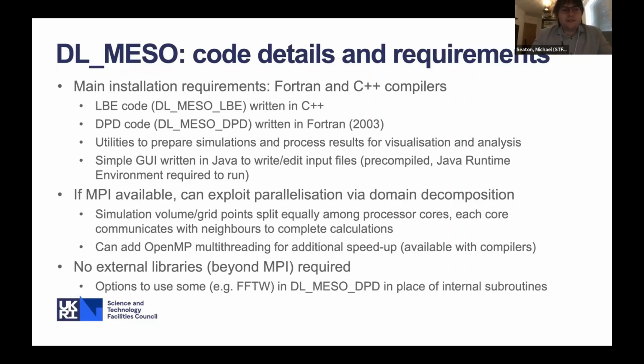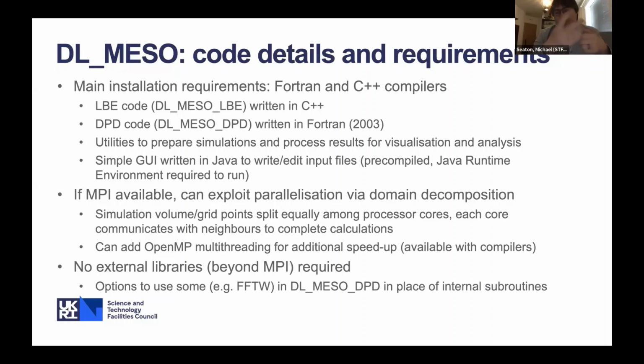If you have MPI available, you can use it with the Lattice Boltzmann and DPD codes in DL_MESO and exploit a parallelization known as domain decomposition. The essential basis of this is dividing the simulation volume or the grid points as equally as possible among the available processor cores. Each core can work on its own section autonomously, but it will need some communication with its neighbors in order to complete the calculations.